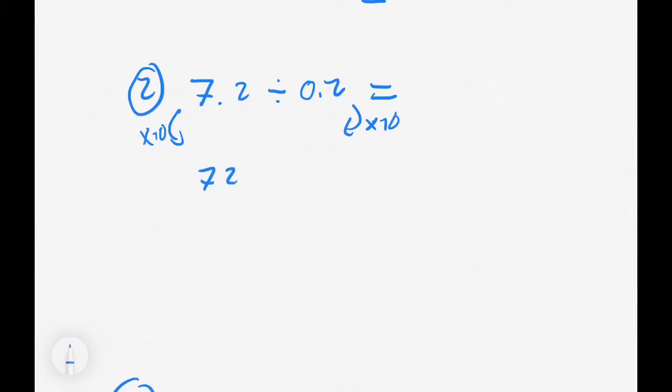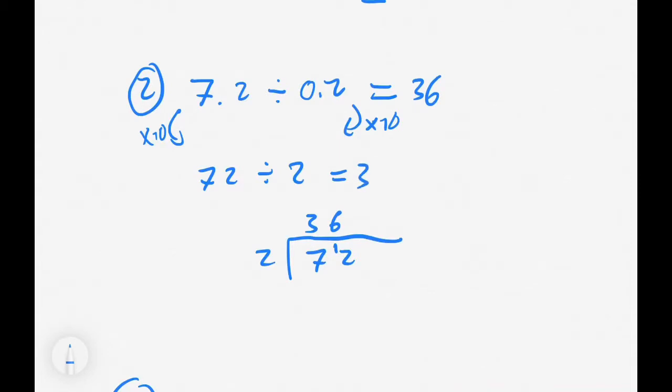So this time we're going to have 72 divided by 2. And again, we get our bus stop out, 72 inside and 2 on the outside. 2's into 7, well, that goes 3, remainder 1. 2's into 12, that's going to go 6, and we'll get 36 for our answer.